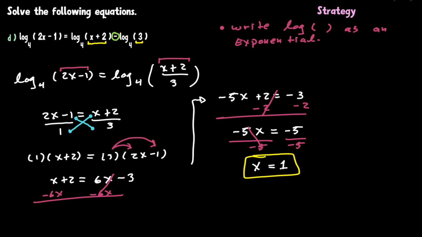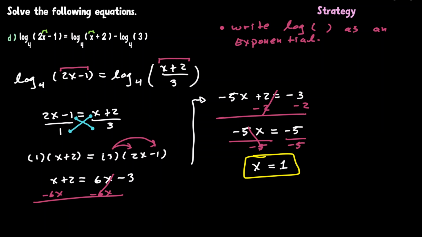Now let's check if 1 can be used as a solution. When we plug in 1 in this expression, we're going to get 2 minus 1. That is a positive number, so we know we're good. And if we plug in x equals 1 in the inside of this log, we're going to get 1 plus 2, which is 3. That is still positive, so there will be no problem. When we plug in 1 inside the logs, we do not end up with any negative, so we know that x equals 1 can be used.